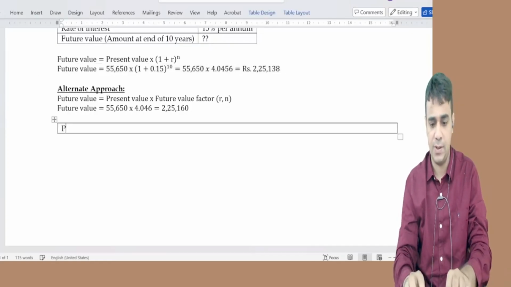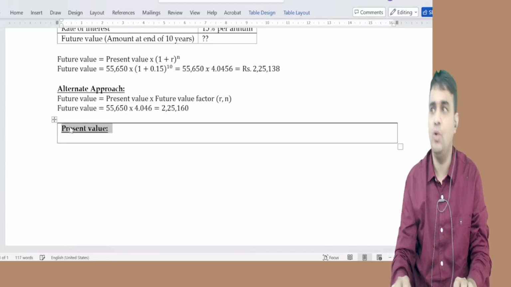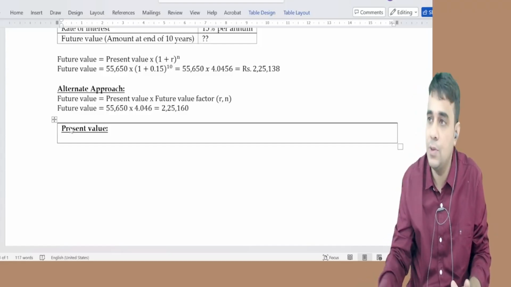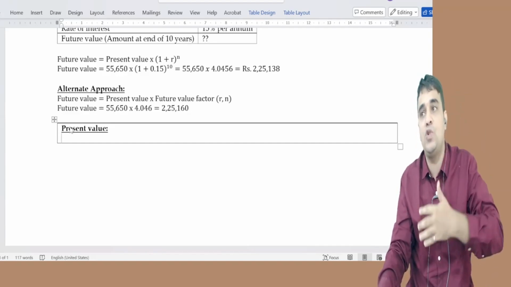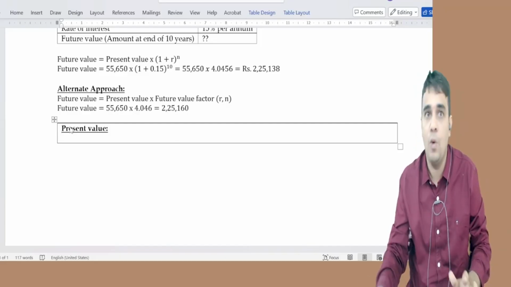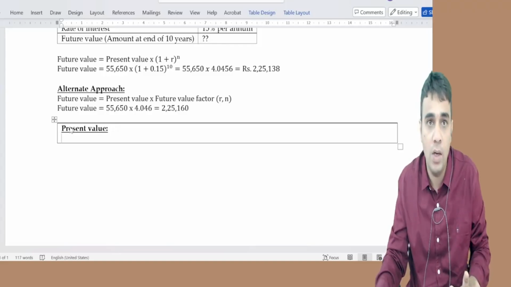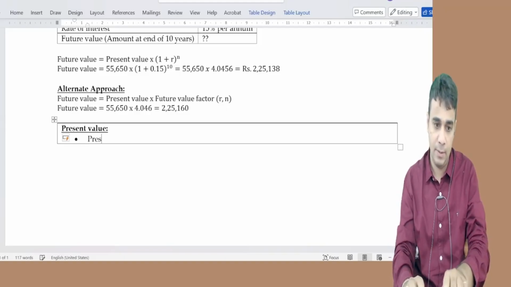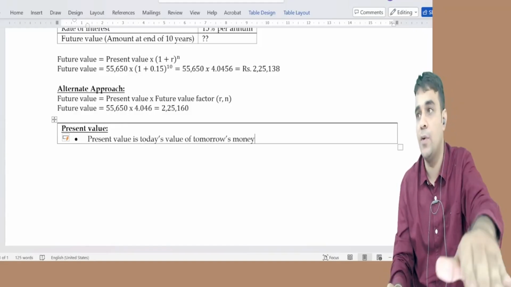The next concept is present value. What is present value? It is today's value of tomorrow's money. For example, I am likely to give you 1 lakh rupees after 5 years. Instead of giving it after 5 years, if I have to give you 1 lakh today, what will be the worth of that? I want to know what it is worth today. So present value is today's value of tomorrow's money.